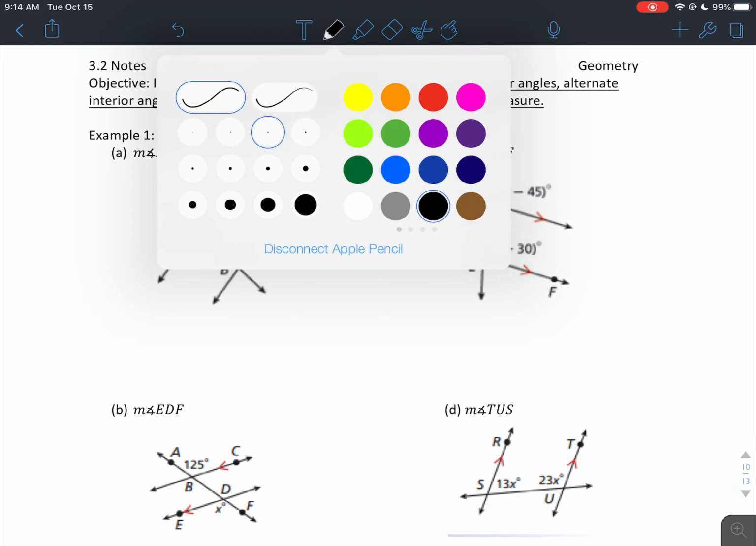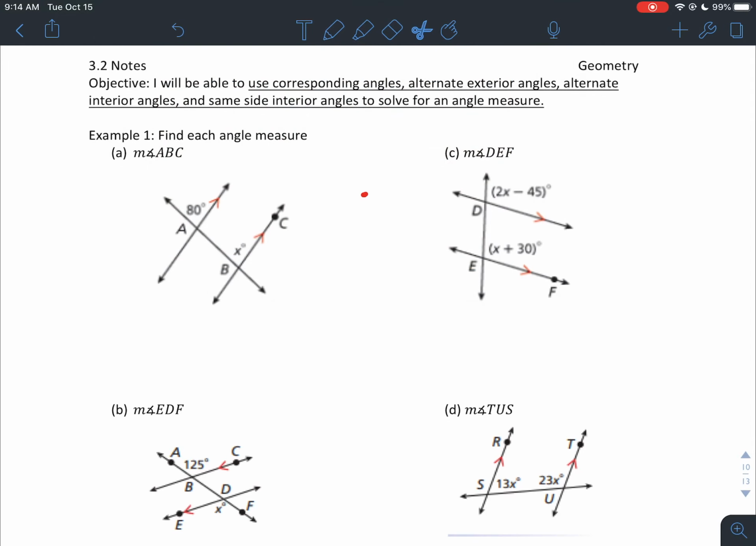Okay, today I'm going to be doing the 3.2 notes, and I'm going to use this little red dot as my pointer. The first thing that I want to do with this section is make sure that these two lines are parallel. I know these lines are parallel because they put this red arrow here on both of these lines. So that means that those lines are parallel.